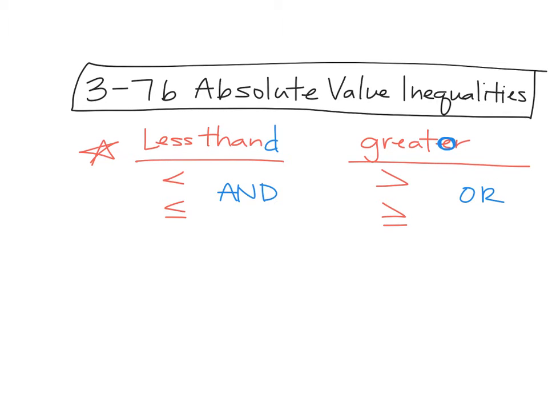Okay, so when there's absolute value and then a less than and then some number, that's an and problem. Okay, when there's absolute value, a greater than or equal to and some number, that makes it an or problem. Okay, so that's just a little trick that you can use. You don't have to use the trick. You'll be able to do it without it, but if it helps you just to remember which is which, you can totally do that.